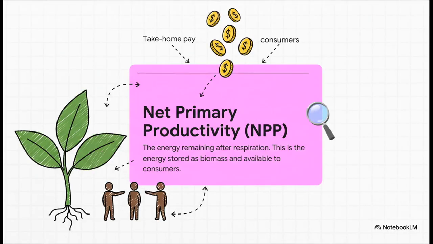So what's actually left over? What's the amount you get to take home? That's net primary productivity, or NPP. This is your take-home pay. It's the energy that gets stored as real physical growth: new leaves, wood, roots. And this is the really important part. It's the energy that's available for everyone else in the ecosystem, the consumers, to actually eat.